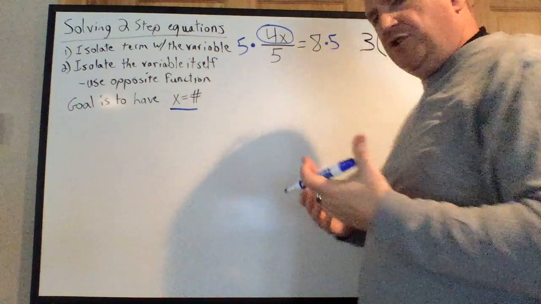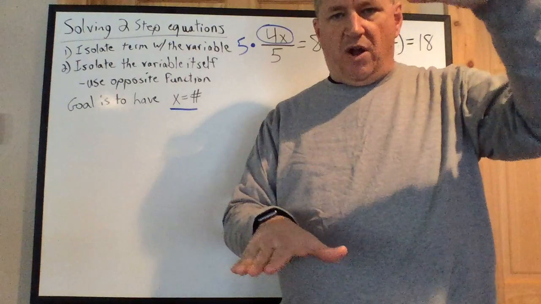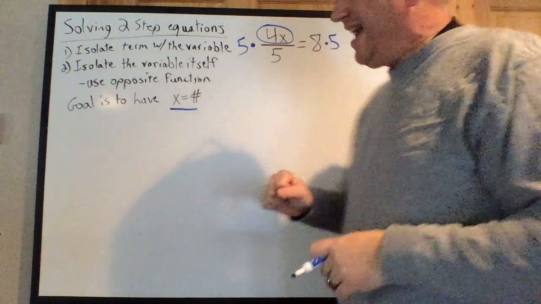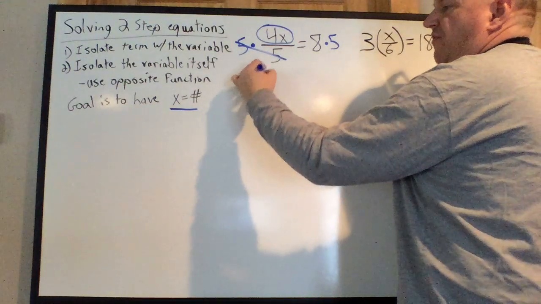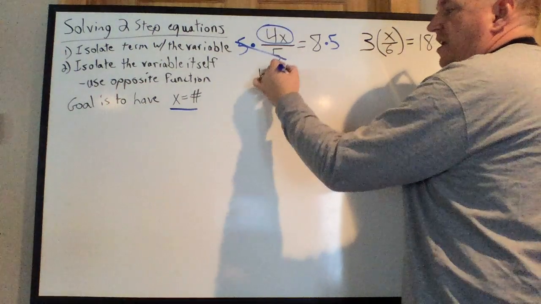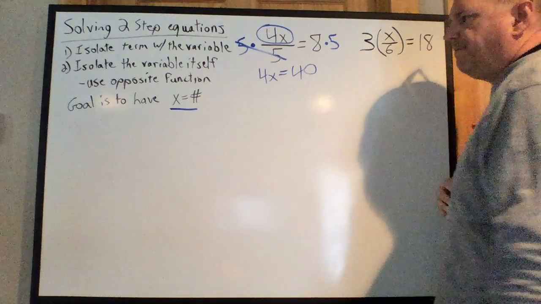We have to do it to both sides so that we keep the equation balanced. Otherwise, we're going to be off kilter one way or the other. So these 5s will end up canceling each other out. The 4x remains, equals 8 times 5, which gives me 40. So this is my variable.